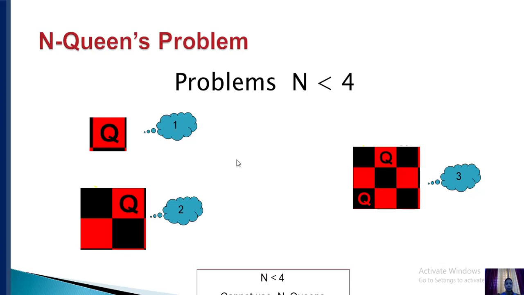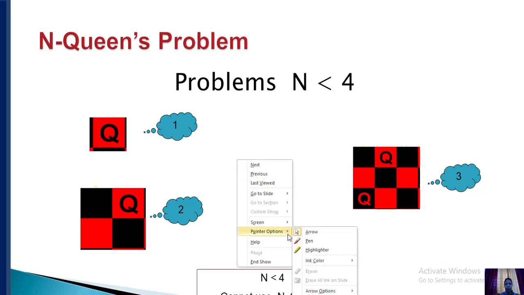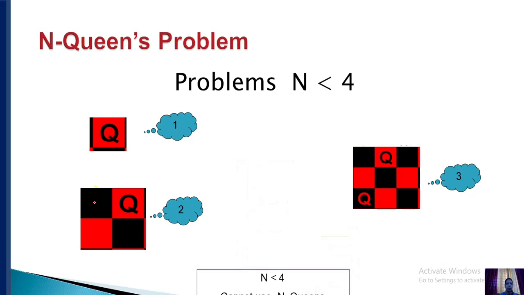For example, if you place the first queen in the first cell, then what will you do? If I place the second queen in this place, this queen will vertically clash with the first queen, and if I place the second queen in this place, it will be diagonally clashing with the first queen.